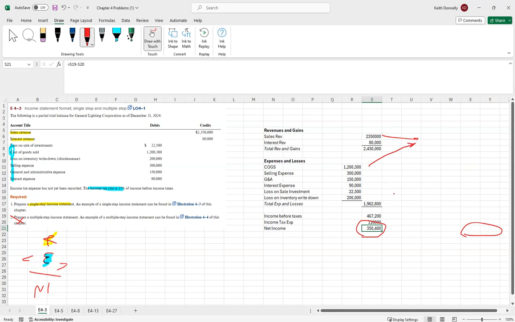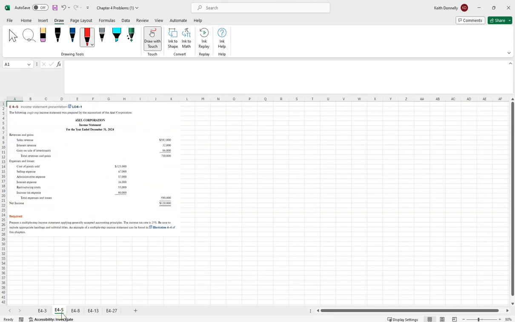It's the same items, we just have to kind of reorganize it for them. So let's move to exercise 4.5 here. Again, they're giving us some information. They're giving us a single step right here, right? Our total revenues minus our total expenses. And can we prepare a multi-step income statement?